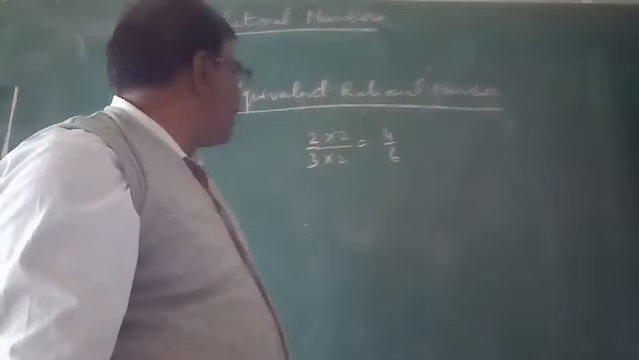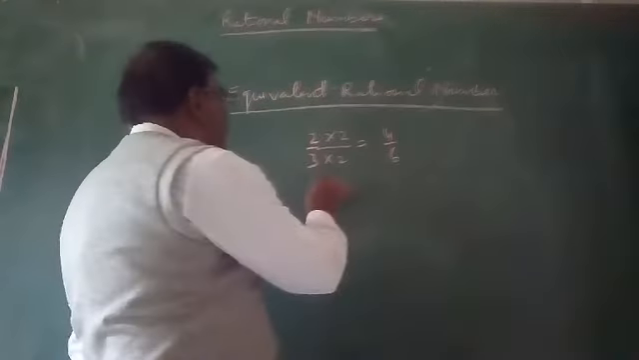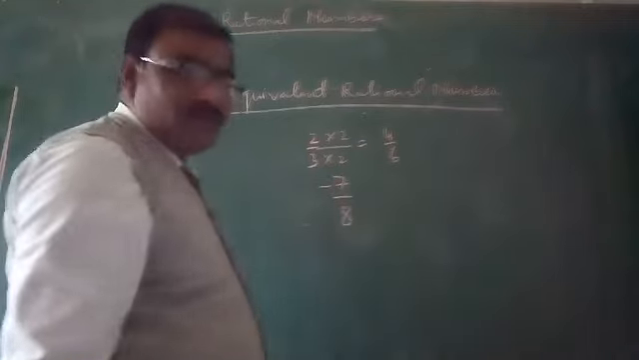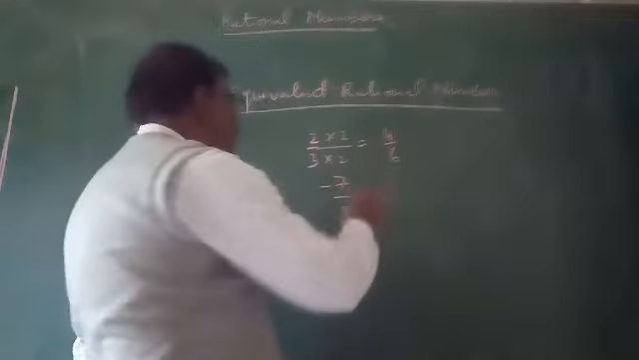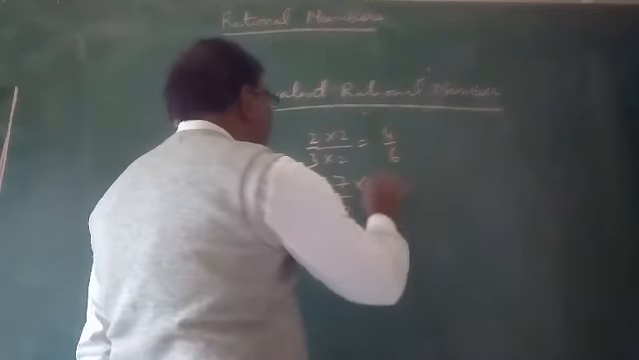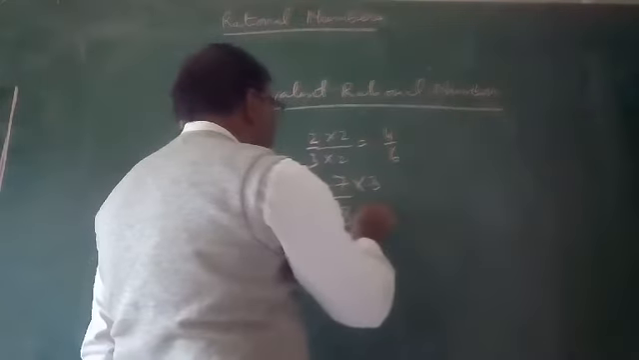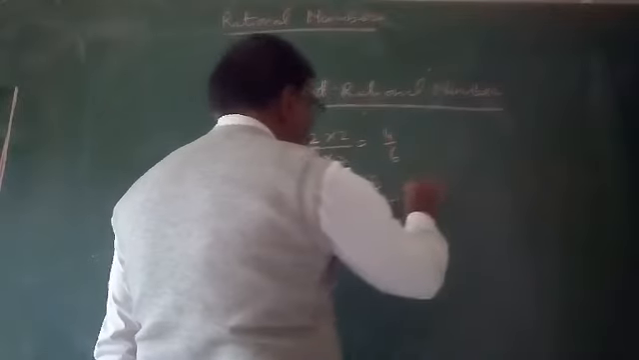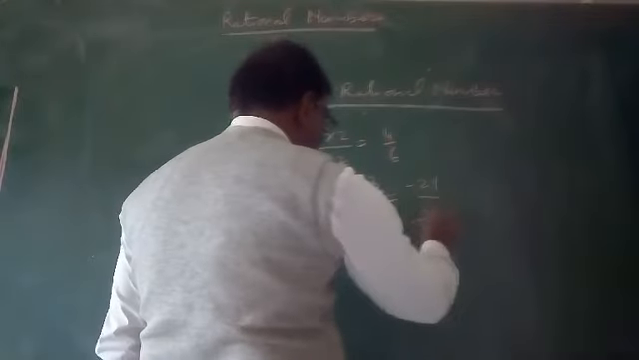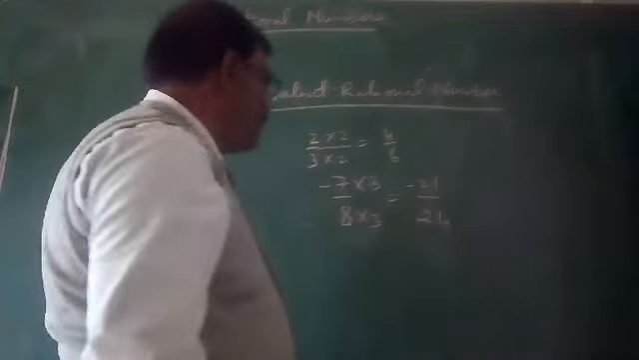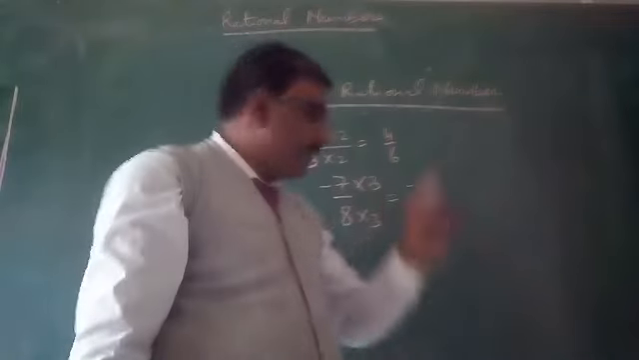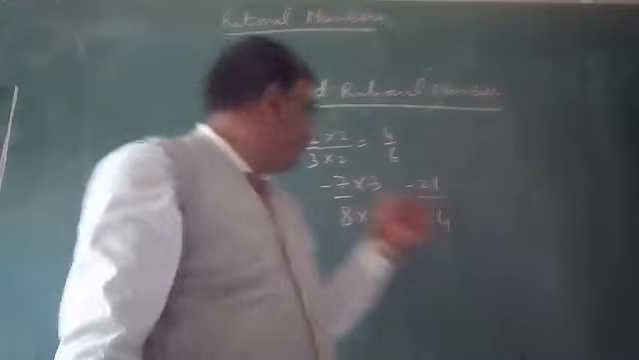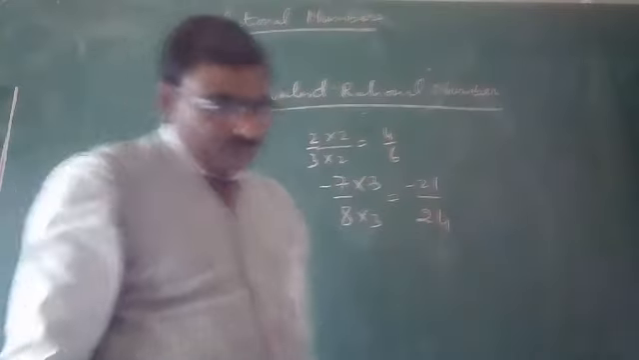Also, for another example, if you multiply by 3 with minus 7 and 8, we get minus 21 by 24. Here minus 21 by 24 is also an equivalent rational number of minus 7 by 8.